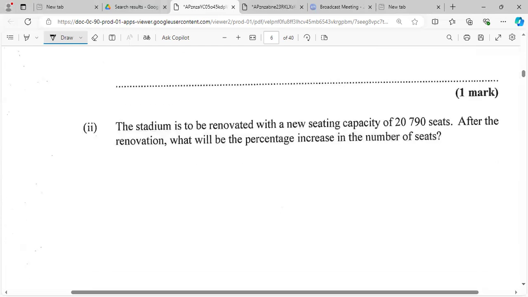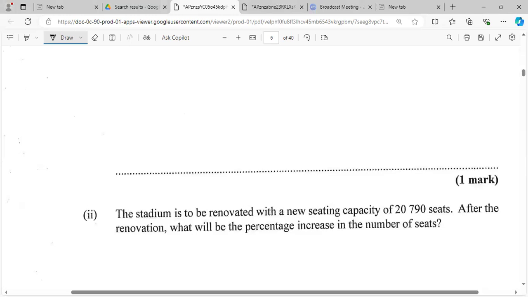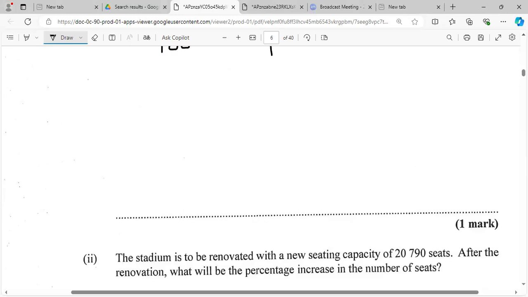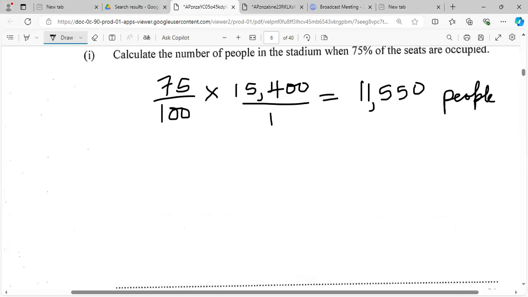Alright, they said the stadium is to be renovated with a new seating capacity of 20,790 after the renovation. What will be the percentage increase in the number of seats? Alright, we have to go back to the original, that old one. Let me go back up, guys. I didn't store that information. So it says the stadium is to be renovated with a new seating capacity of 20,790 after the renovation. What will be the percentage increase?